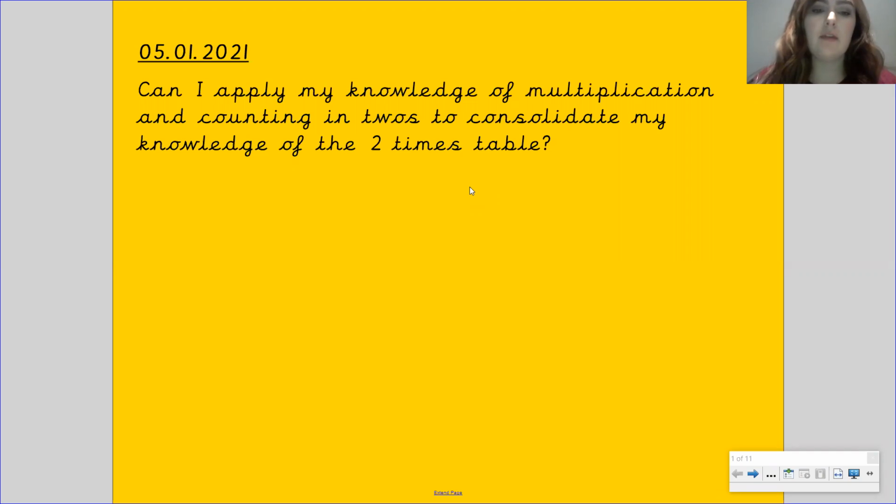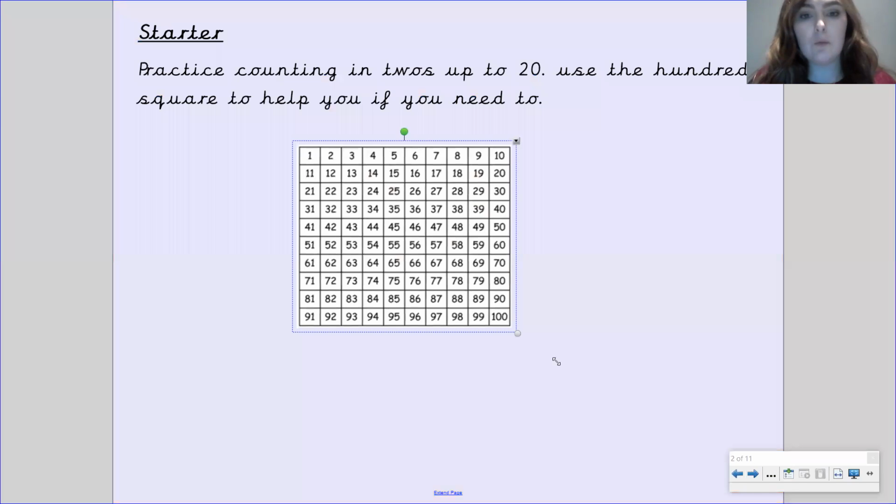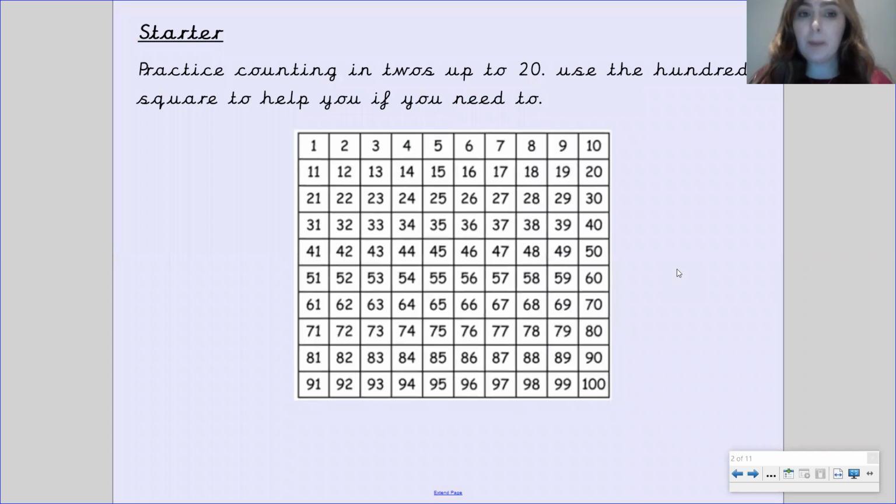Now our learning objective in maths today is, can I apply my knowledge of multiplication and counting in twos to consolidate my knowledge of the 2 times tables? So as a quick starter activity, in the packs that we sent home last term, you should have a number square. If not, don't worry, you can use the one on the board. Now, what I would like for you to do is practice counting in twos up to 20. So pause the video and have a go at counting in twos up to 20.